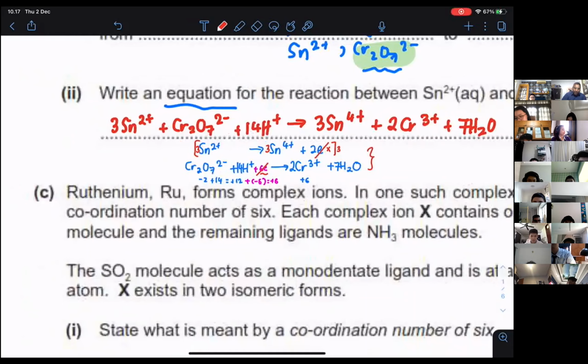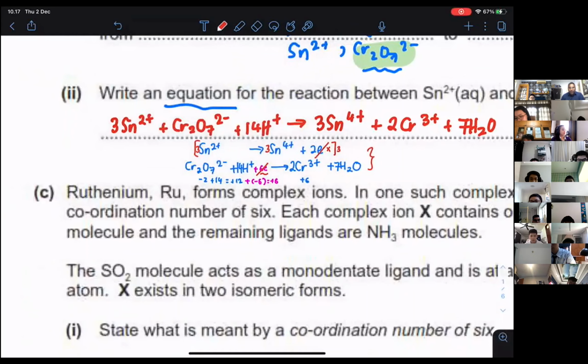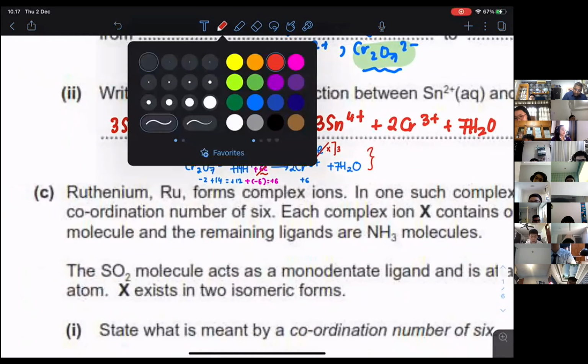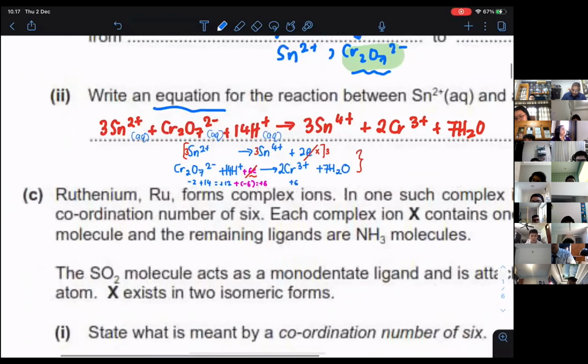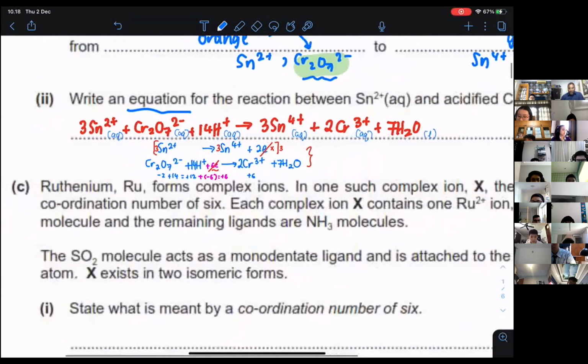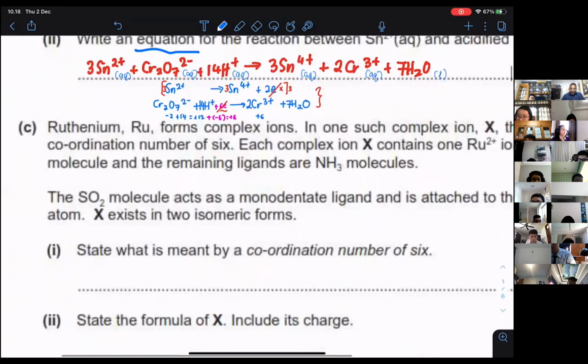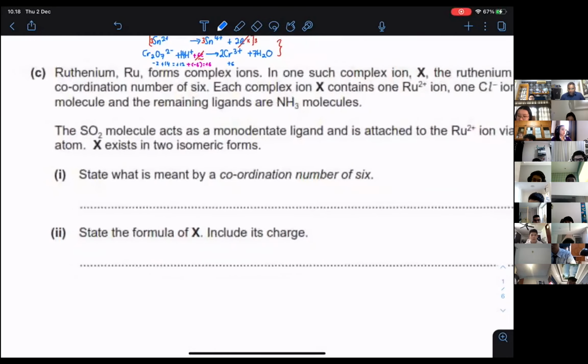Of course, if you are having doubts, sir, should I put the states and so on? If you have doubts, no need to ask me, just put them straight away. So here, this is aqueous, this is aqueous, this is aqueous, this is aqueous, and this one is liquid. Done. Now, next question: they are putting ruthenium, and they form complex ions.